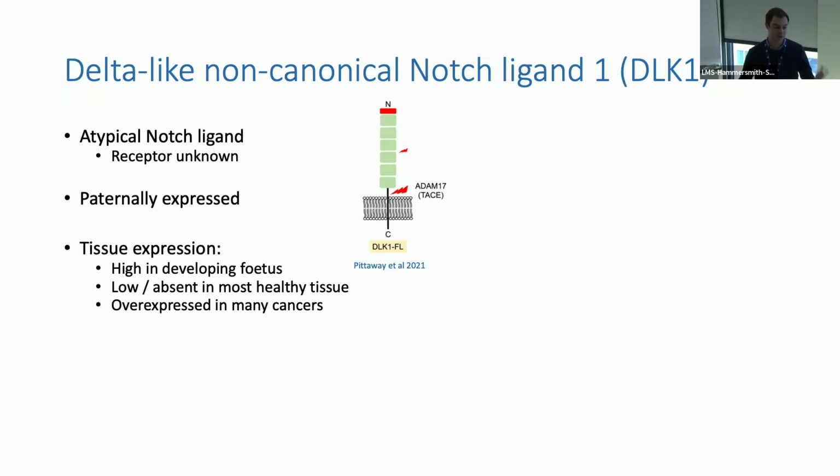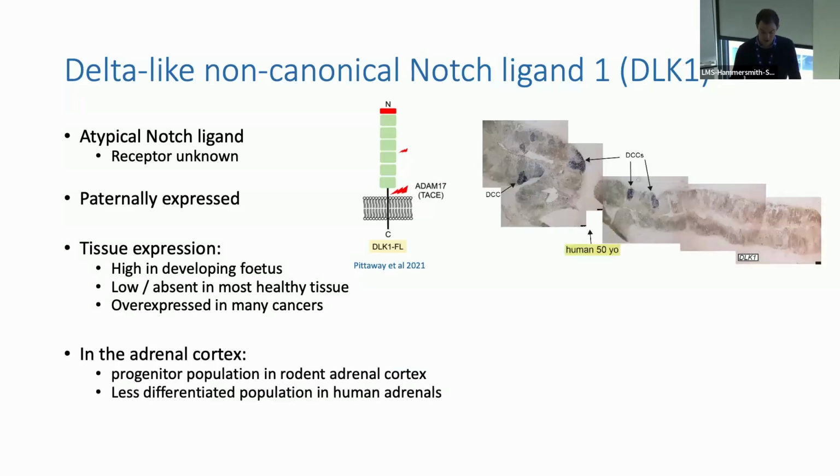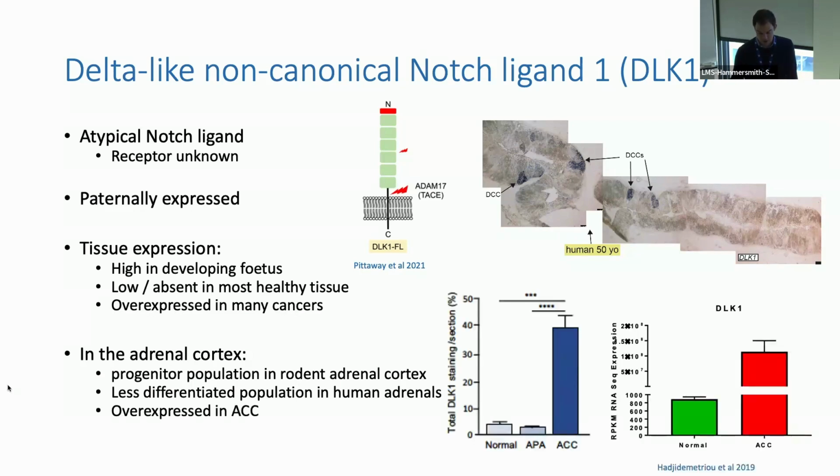But then expression appears to be turned on again in many cancers. And one of these cancers is adrenocortical carcinoma. Now, one of the places it's found physiologically is in these clusters of cells in the normal adrenal cortex. And these clusters of cells are importantly distinct from the aldosterone producing cell clusters, and they are relatively low in expression of terminal steroidogenic enzymes. So they're relatively undifferentiated clusters within the normal adrenal cortex.